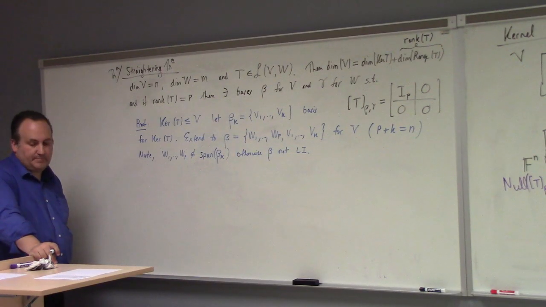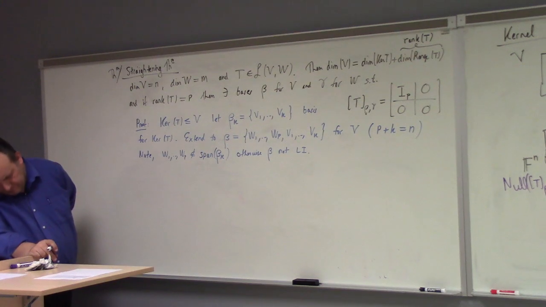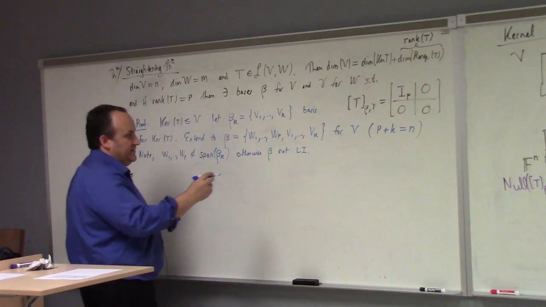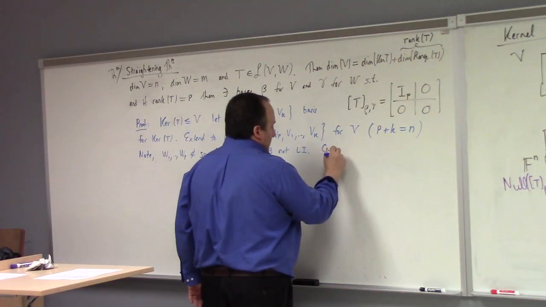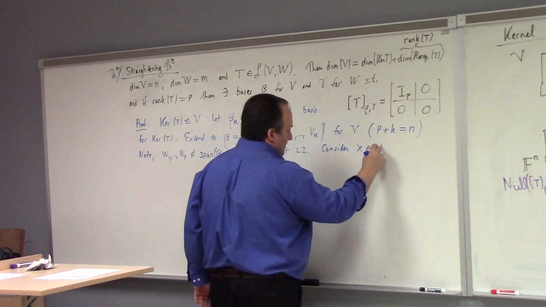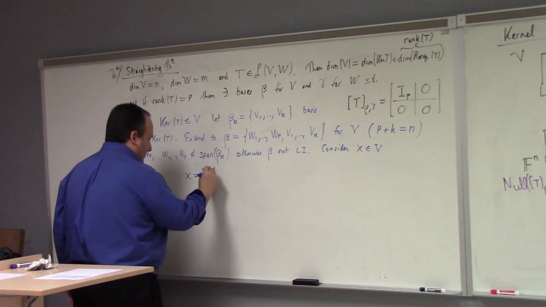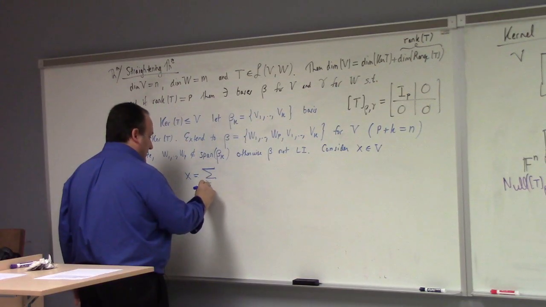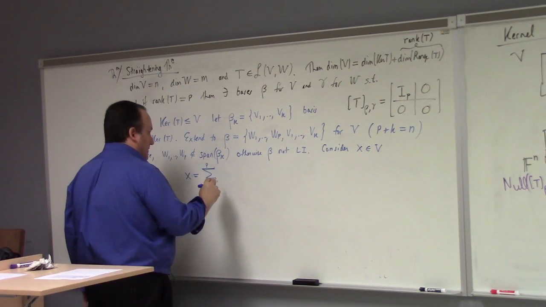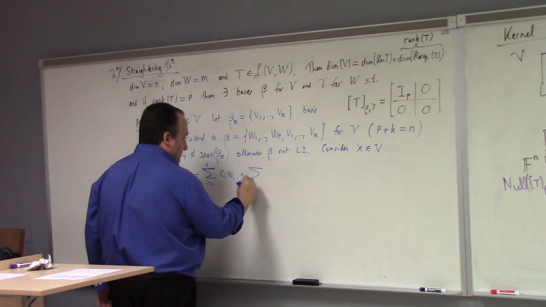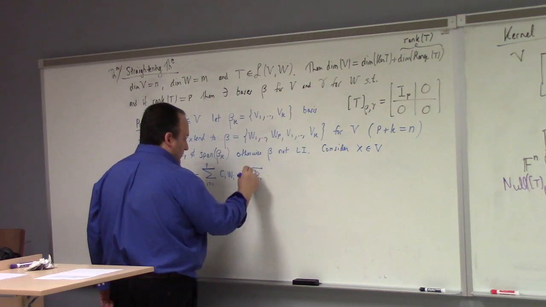All right. So then, if I pick x in the vector space, I can write it in terms of the basis. So let's consider x in V. We can write x equal to the sum i equals 1 to P of Ci Wi plus the sum j equals 1 to K.